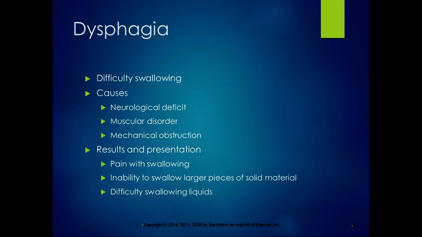There is a test that speech pathologists do that's called a modified barium swallow, where they have several different textures and types of food that are mixed with barium. They have the patient eat and swallow them, and the radiograph is recorded, and they can see if the swallowing processes are normal, and if they have trouble with larger pieces or solid material or liquids. Difficulty swallowing liquids is another form of dysphagia.